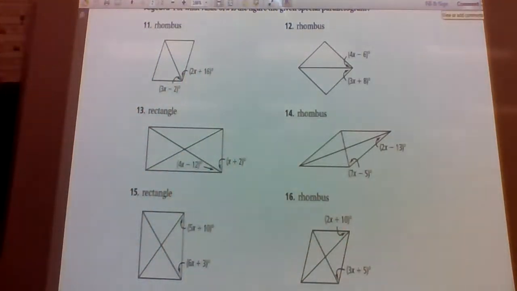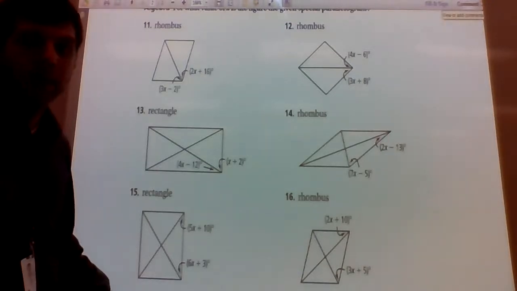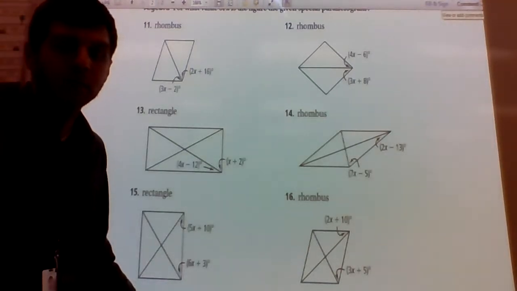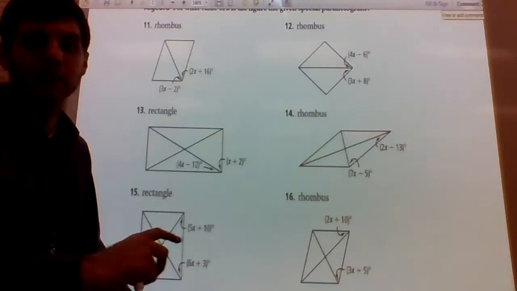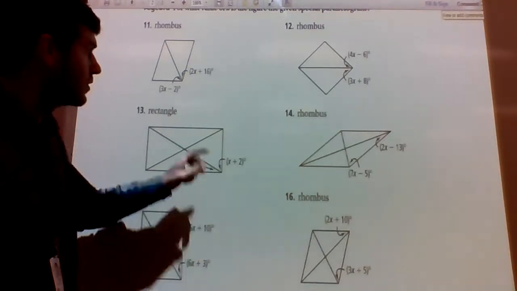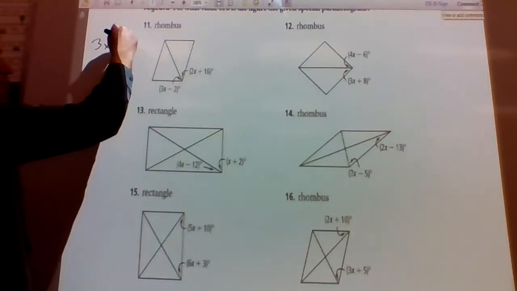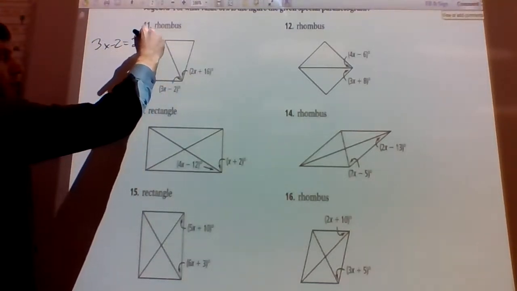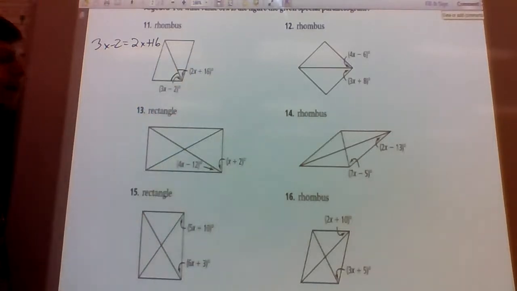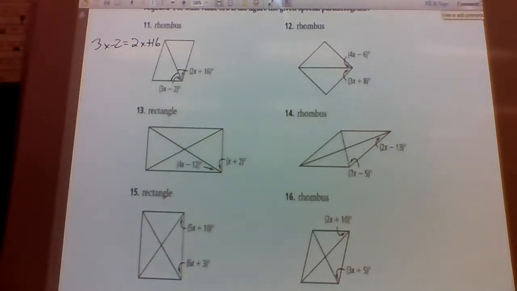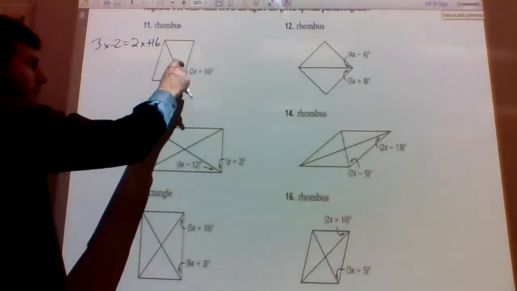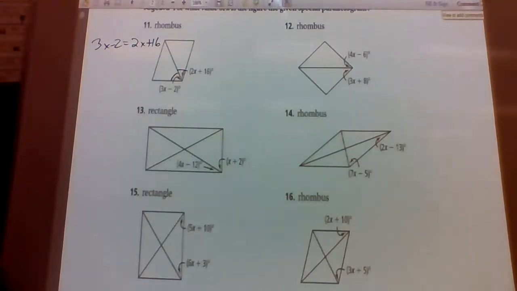All right. Rhombus. So again, we have a rhombus. We know one of the properties of rhombuses is that the diagonals bisect the opposite angles. So we know the diagonal bisects this angle, so we know 3x minus 2 is going to equal 2x plus 16. Right, and that's true in a rhombus, so squares and rhombuses, because squares are rhombuses too. In a square, it's going to be 45 and 45. If we don't know it's a square, we just have to set them equal to each other.